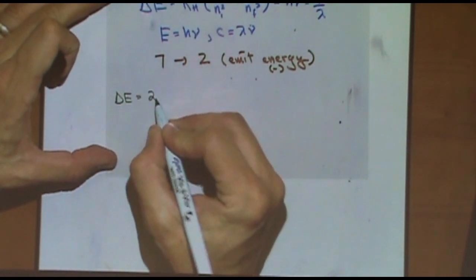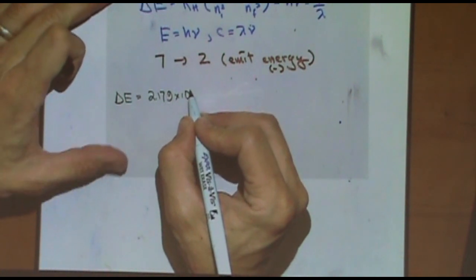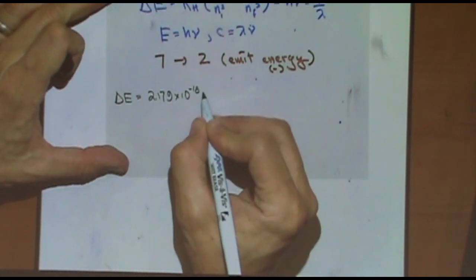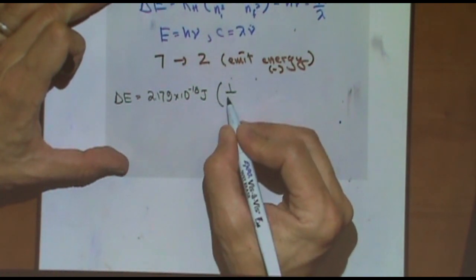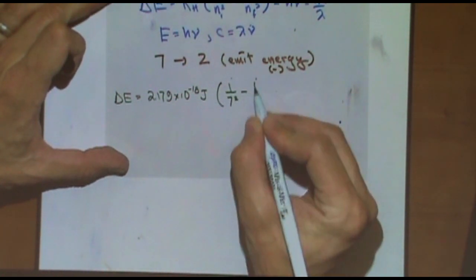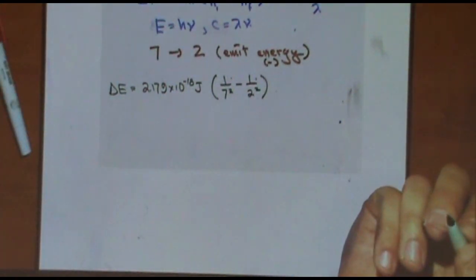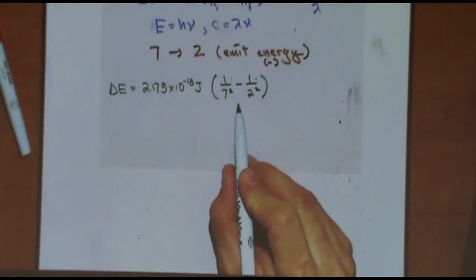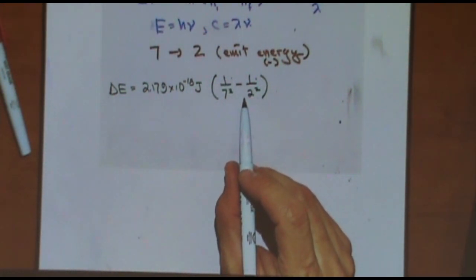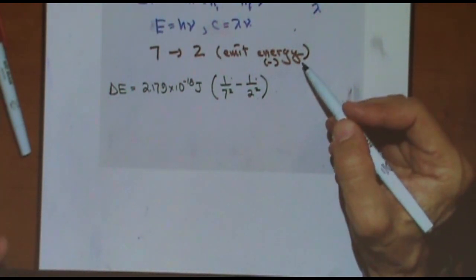equals Rydberg constant 2.179 times 10 to the minus 18 joules, times 1 over the initial energy level squared, 7 squared, minus 1 over the final energy level squared. Just that, it's plug and chug. From these numerics, would I get a positive or negative answer? Yeah, it'd still be negative. That agrees with our conceptual understanding.